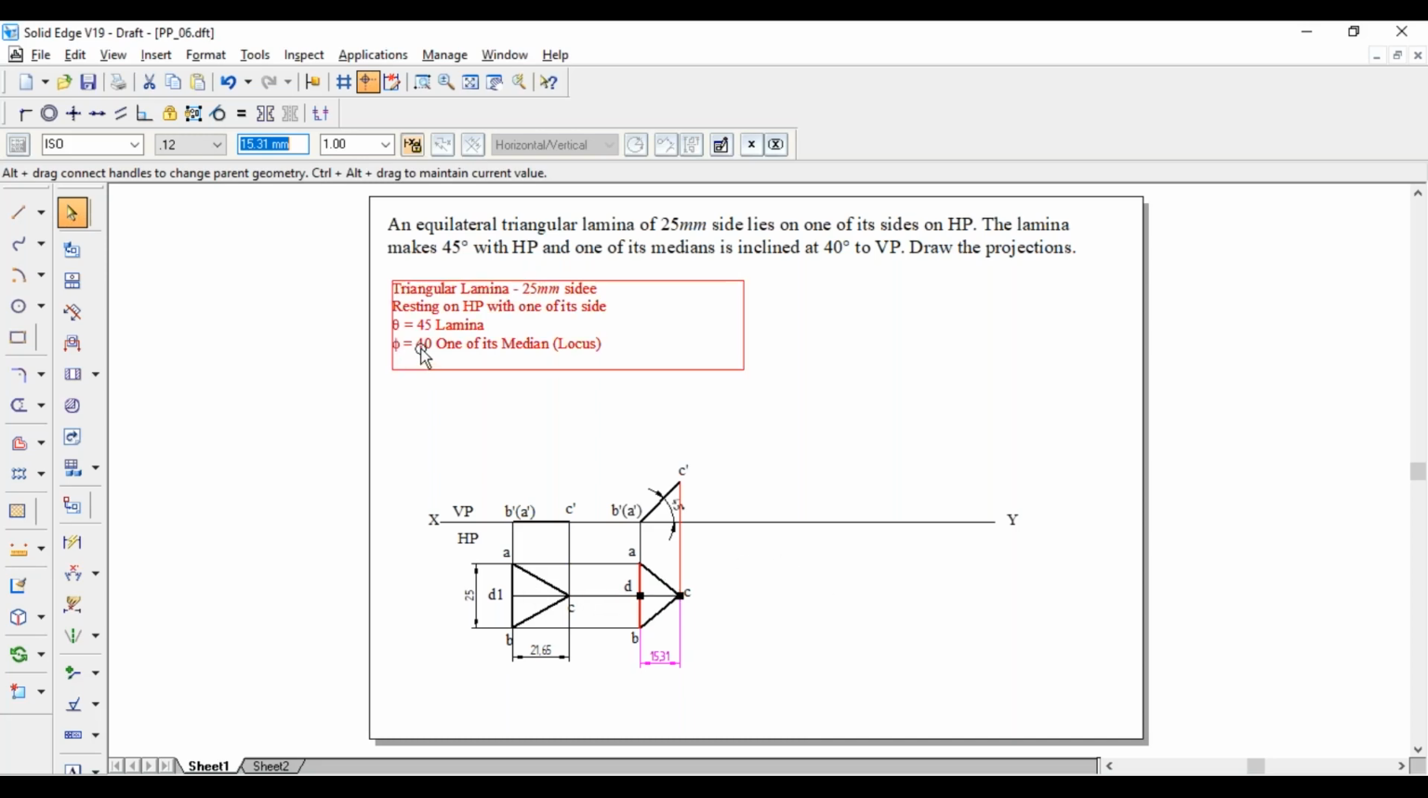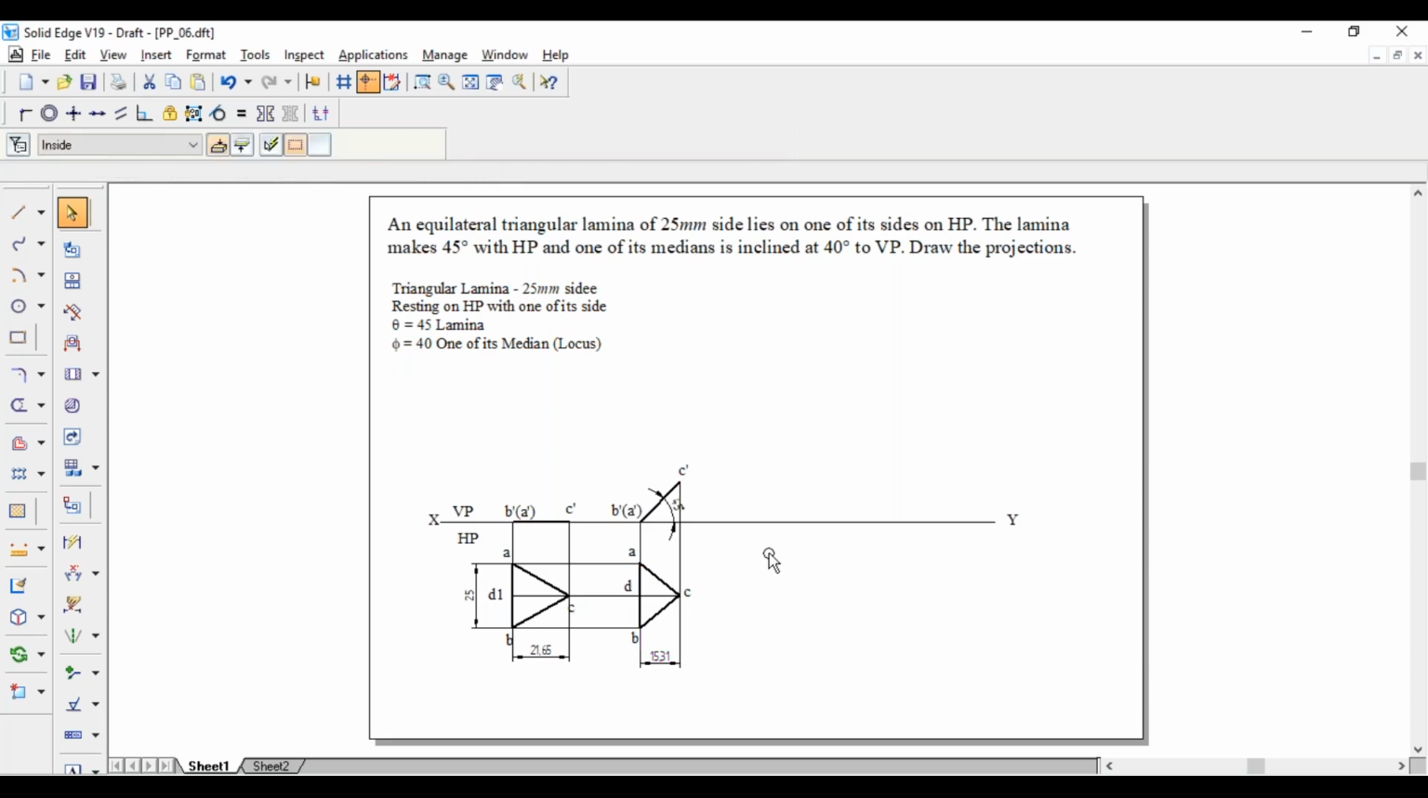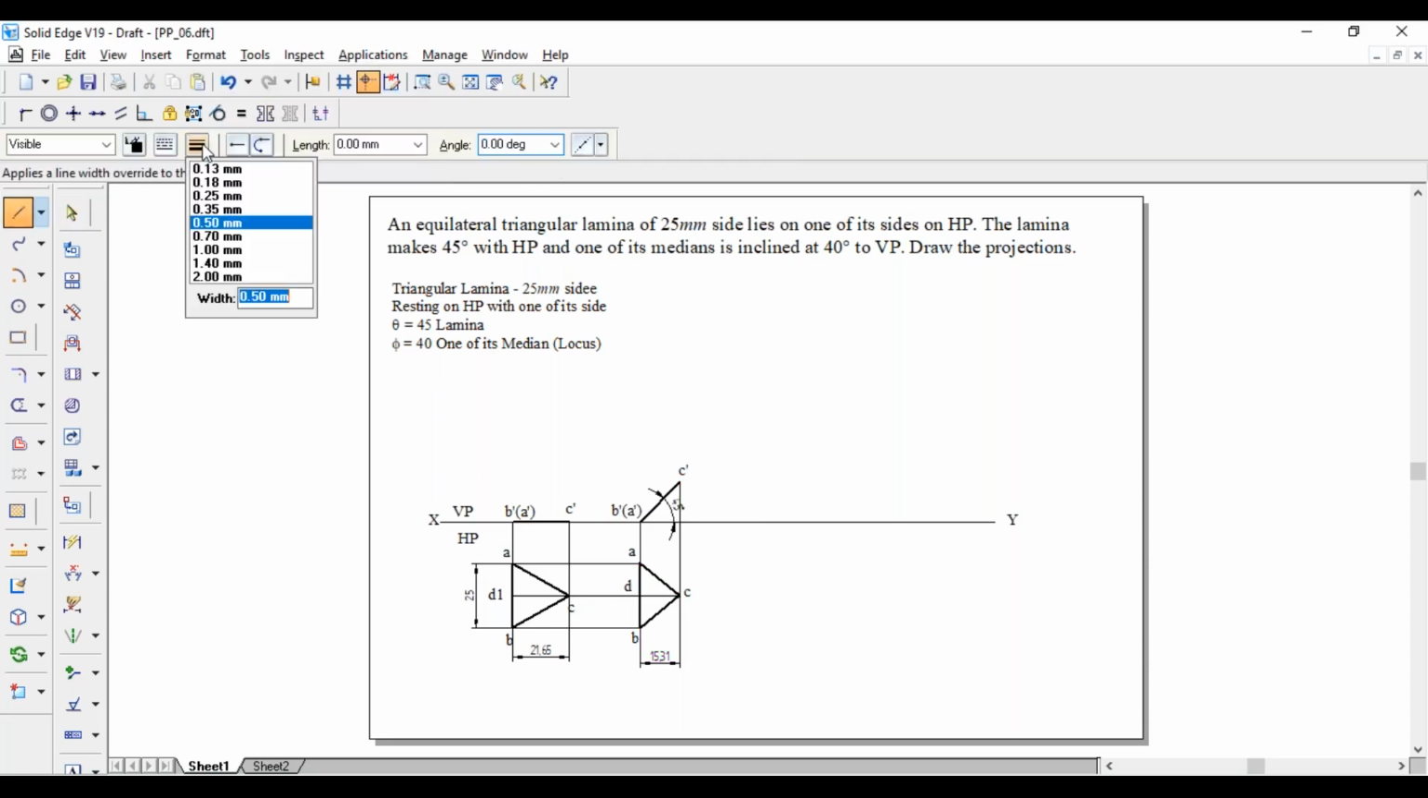This median is making an angle of 40 degree with respect to VP. So first draw a 40 degree line, a thin line. Next, see, the original length of the median is this much only. This is the true median. Either it may be in this shape or it may be like this. If you take this one also, we have to consider the median length as this one only, because this is the apparent one.